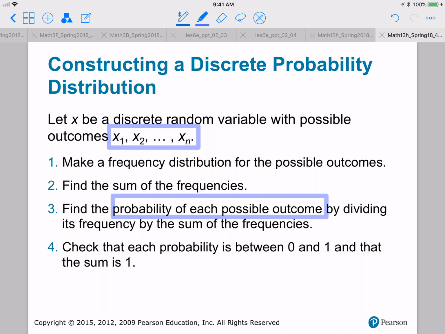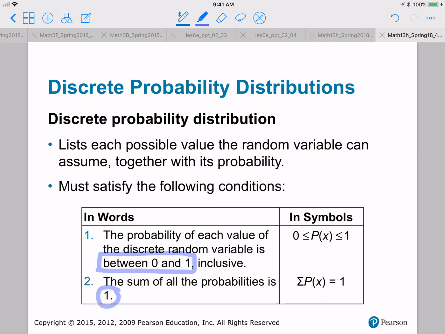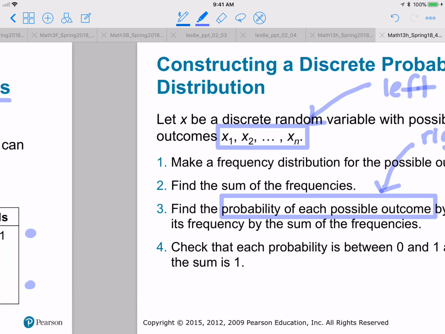So these are the big steps, right? So here you're writing down your outcomes, this is going to be your left column. And the probability, this is going to be your right column. And lastly, you can check that each probability is between 0 and 1, and that the sum of the probabilities is 1. Because again, in order to be a probability distribution, you must satisfy these two conditions, right? Each probability has to be in between 0 and 1, and when you add up all your probabilities, it has to be equal to 1.